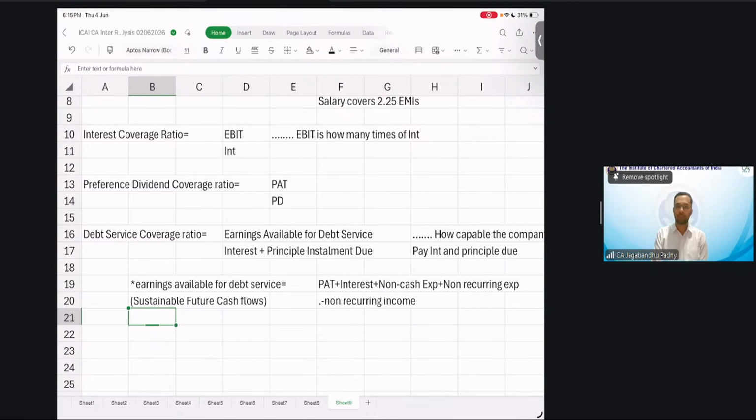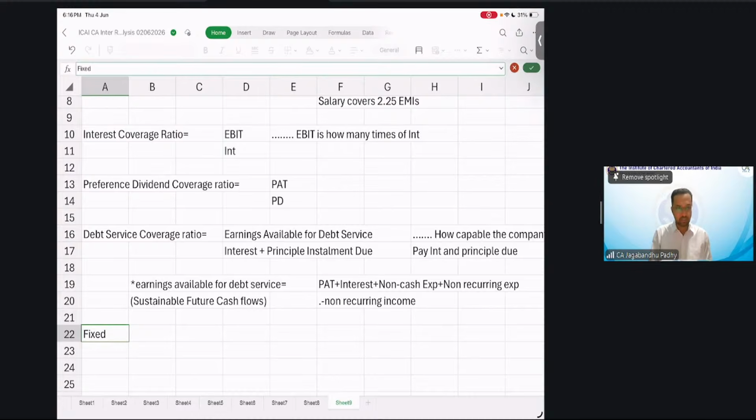Okay, fine. Now, calculating earnings available for debt service involves a detailed investigation into financial statements. You need to check which are the expenses and income which are non-recurring, which are recurring. So that will require a good amount of time. But suppose you want to quickly understand how capable the company is when it comes to interest and principal payment. So we can do a simple calculation by using this ratio called the fixed charges coverage ratio.